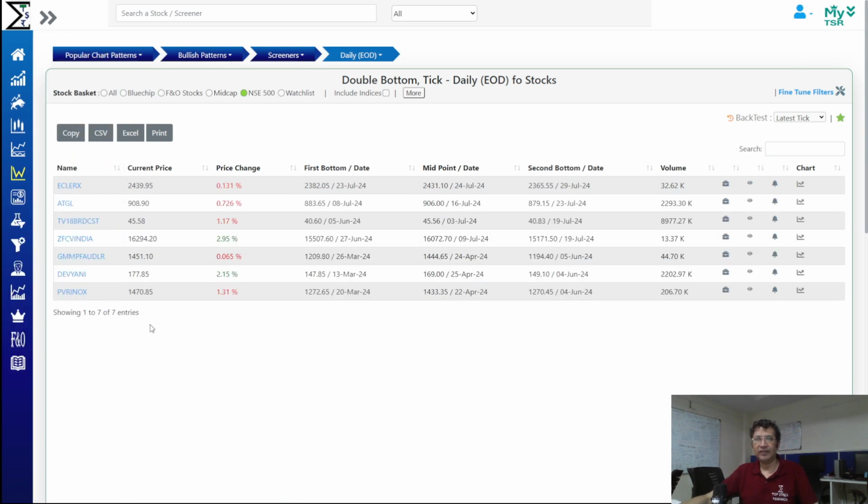We'll see that there are about 7 stocks coming in out of the NSE 500. Which means that about 1.5% of the stocks give this pattern on an average day. Of course, on different days the number of patterns will be different. It is rare but not impossible. Every day you're likely to find a few patterns out there.